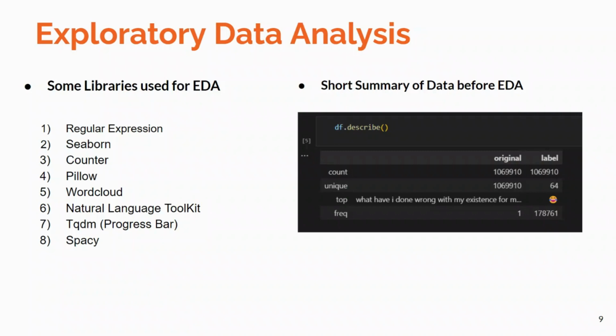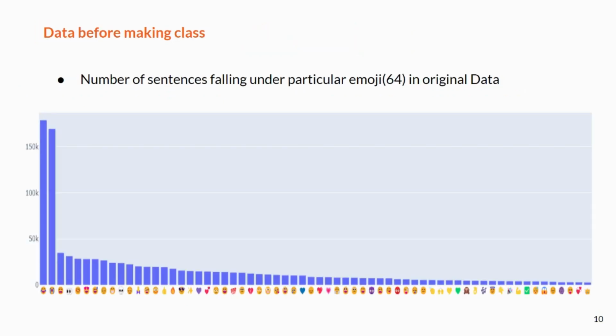On the right side, you see a short summary of the data. The original means the total number of data tweets. Label is the total number of labels, emojis, 64 emojis in this case. And this is the plotting of that data. As you can see, one or two are very high, and some are very low. This is the data before EDA.